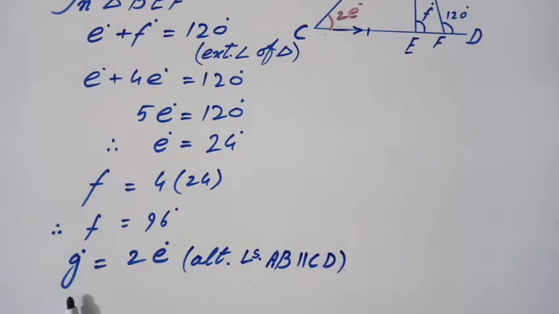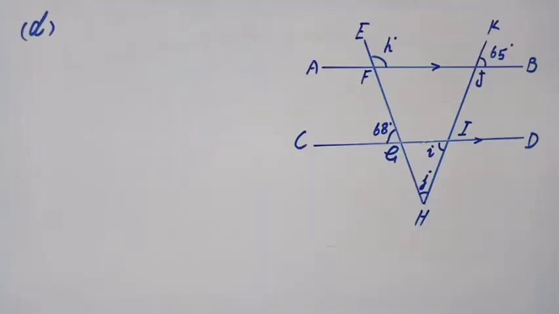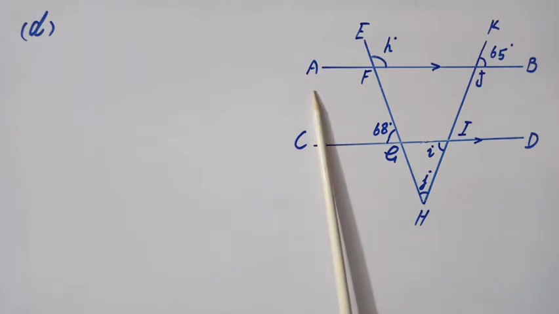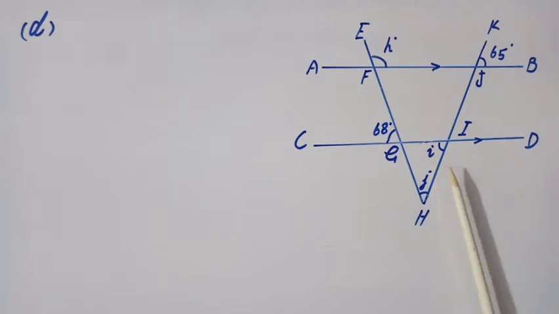G is equal to 2E due to alternate angles, as AB is parallel to CD. Hence G is 48 degrees, right? In this part D, just like the previous parts, AB is parallel to CD and we have to find out the unknown angles. Over here angle I and angle J are the unknowns we have to find out.